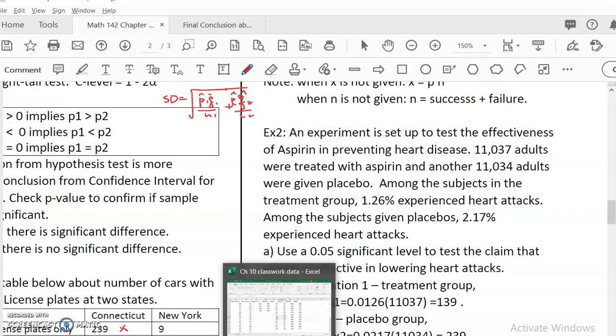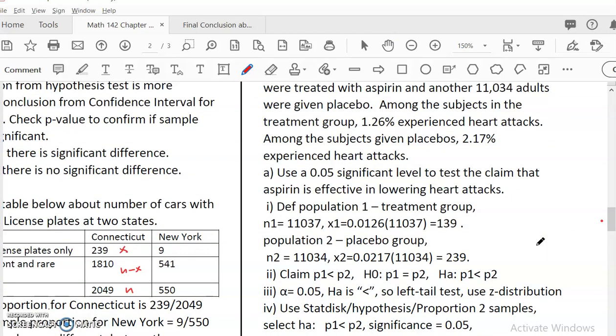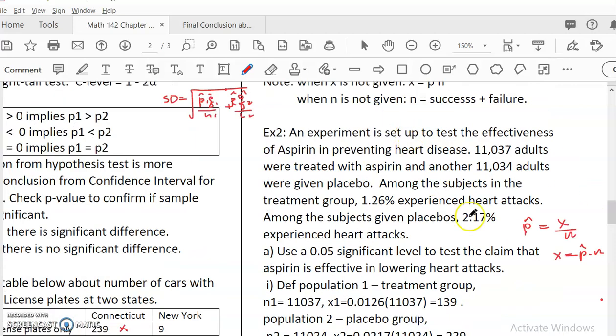So when we do the hypothesis test, remember we have to use N1, X1, right? But here I don't have X1. I only know that in that percentage, 1.26% had a heart attack. So what we can do is make use of the fact that p-hat is equal to X over N. So if I don't have X, X is p-hat times N, just like I think we talked about before. But before we do that, we also need to define population 1 and 2. And in the question, they talk about the aspirin group first.